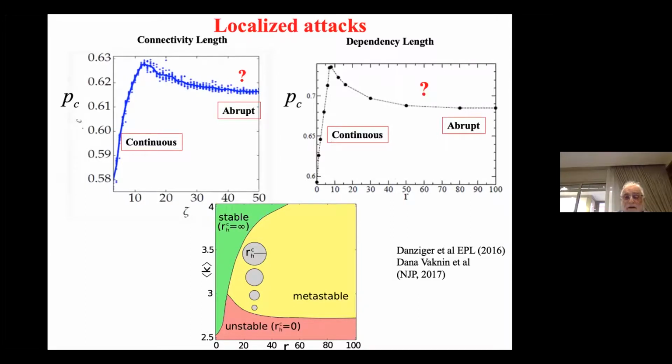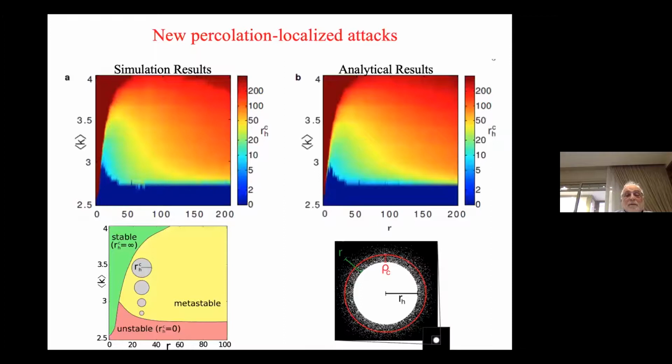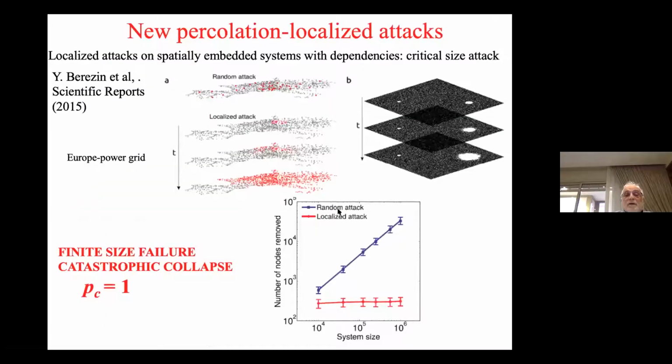And this was done in these two papers. We call it metastable because it's stable, but metastable in the sense that if you have a damage, even a zero fraction of damage, it still propagates. You can see here there's a simulation. If it's smaller than the radius, the damage did not propagate. If it's bigger, it propagates.